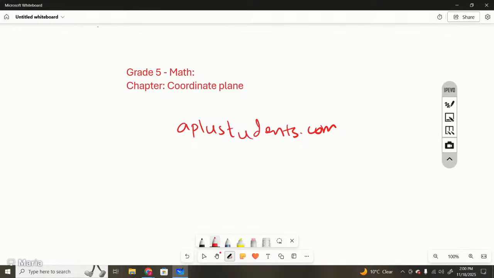Then you have to select math from the subject tab, scroll down to grade 5 math, and then click on view all lessons. There you can find the list of the chapters. We're going to start with the chapter coordinate plane. So please make sure you have your notebook and pencil so that you can note down the important examples and definitions as well.